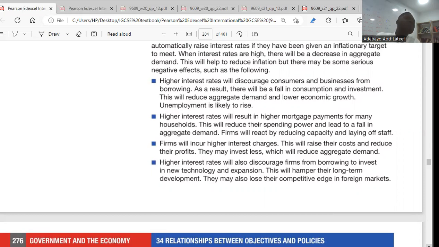And as soon as their purchasing power reduces, they won't be able to buy as they used to buy. So firms will not be making revenue and profit. They would also want to lay off workers. Yeah, they decrease prices and lay off staff, which is not good. Lay off staff, which is not good again.